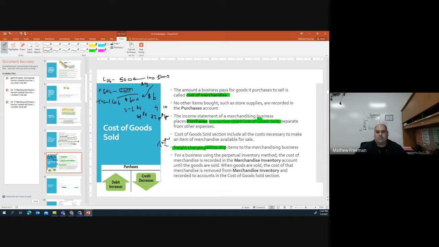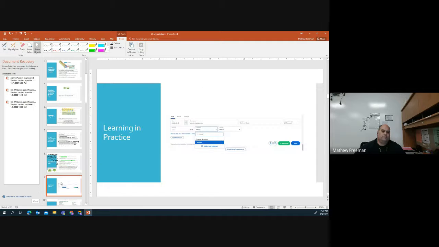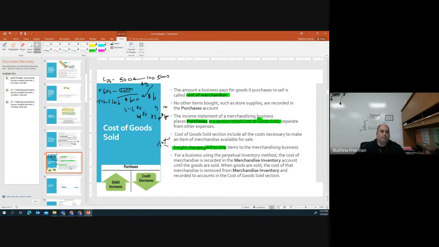For businesses using perpetual accounting methods, the cost of merchandise is recorded in the merchandise inventory account until the goods are sold. When goods are sold, the cost of merchandise is removed from the merchandise inventory and recorded in the accounts of cost of goods section. And so if you notice, purchase is a debit increase and credit decrease.